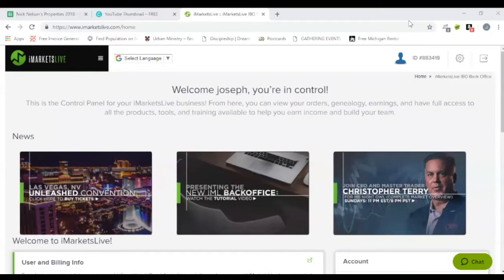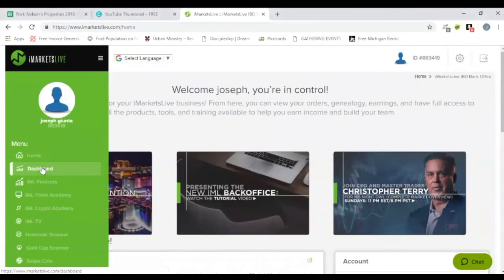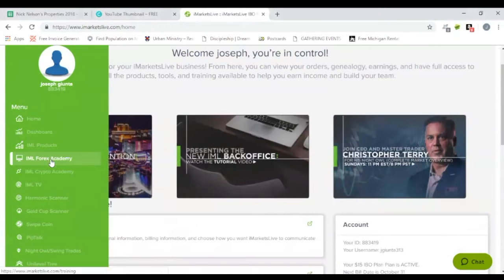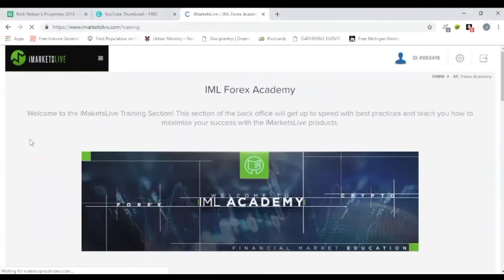So when you're ready to get into IML Academy and start your training, the first thing you're going to want to do is go to iMarketsLive.com. It's going to bring you to this page. You're going to log in, and it's going to bring you to your back office. When you see these little three lines right here, you're going to click on them. Mine might look a little different because I'm an IBO, but if you're a customer, you're going to find where it says IML Forex Academy. If you click on that, it's going to bring you to the Academy.